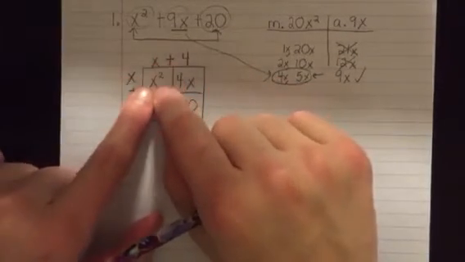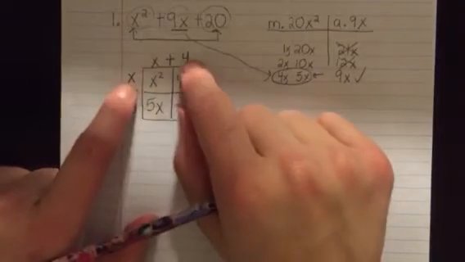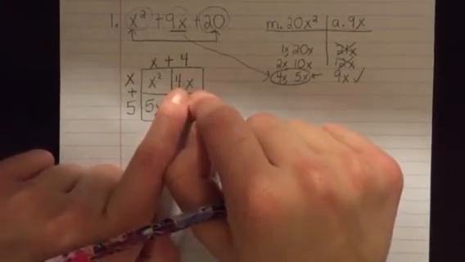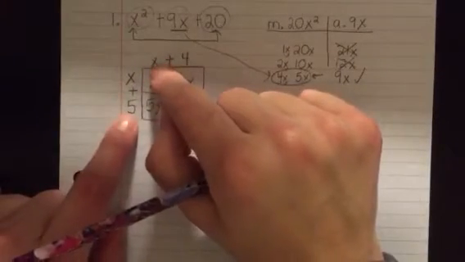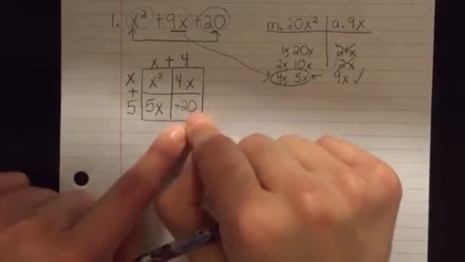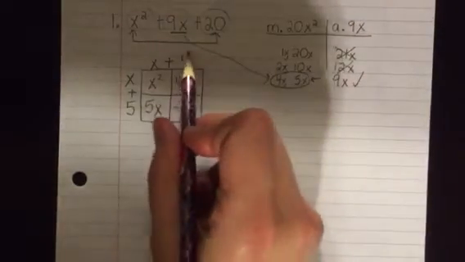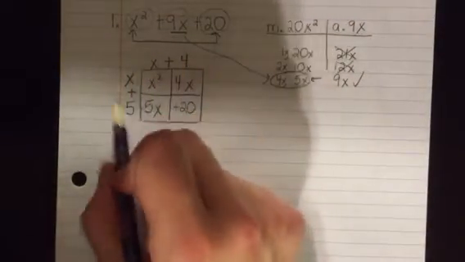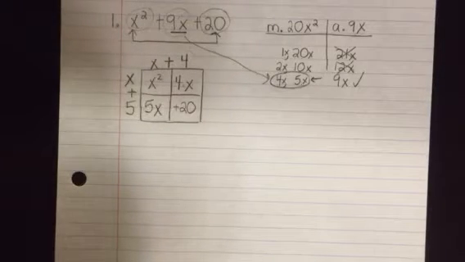Does x times x equal x squared? Yes. Does x times 4 equal 4x? Yes. Does x times 5 equal 5x? Yes. And does 5 times 4 equal 20? Yes. So we have done everything correctly. Our length and width would be x plus 4 and x plus 5.